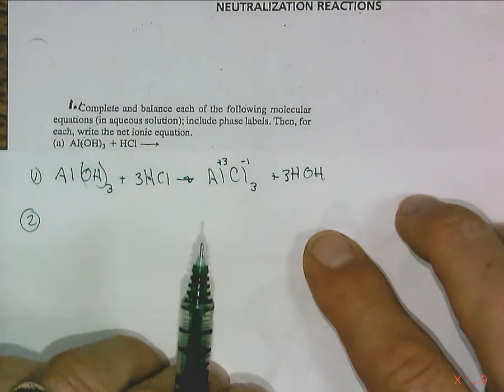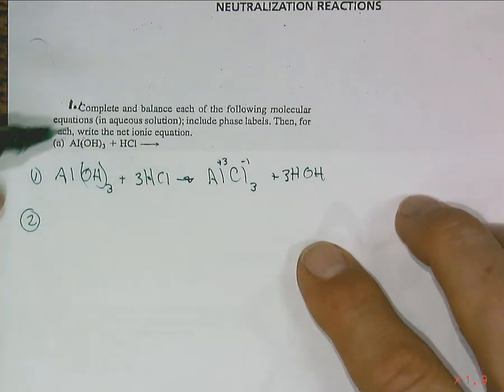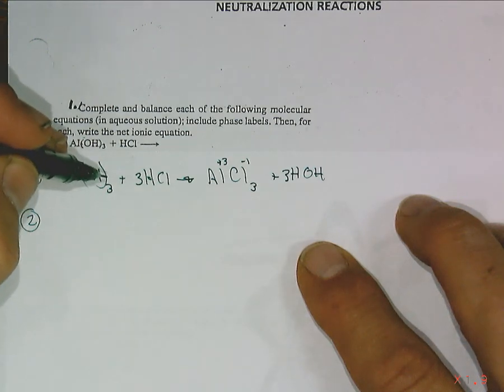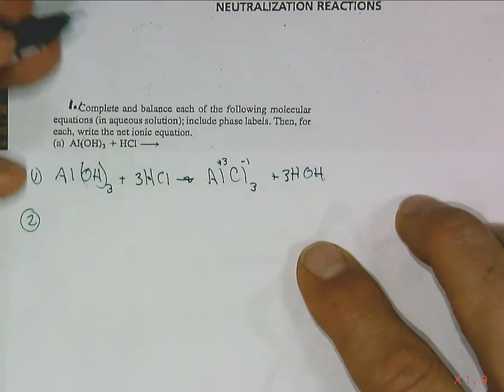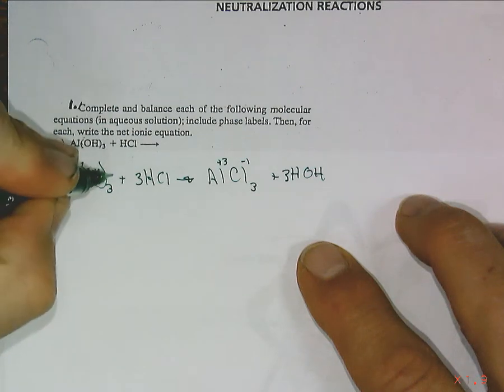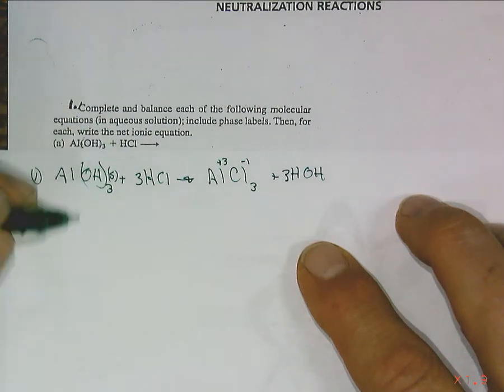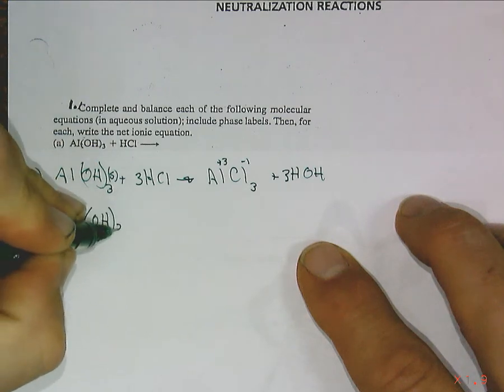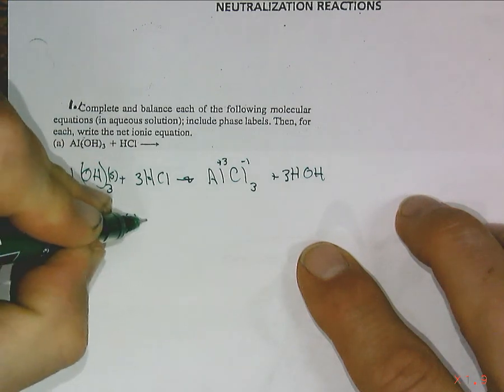Aluminum hydroxide, if we go to the solubility table, we find out aluminum hydroxide is not one of our 6 strong bases, and hydroxides are insoluble, so this is going to stay together, so this is going to be considered a solid. So we're going to write that as a substance that stays together.